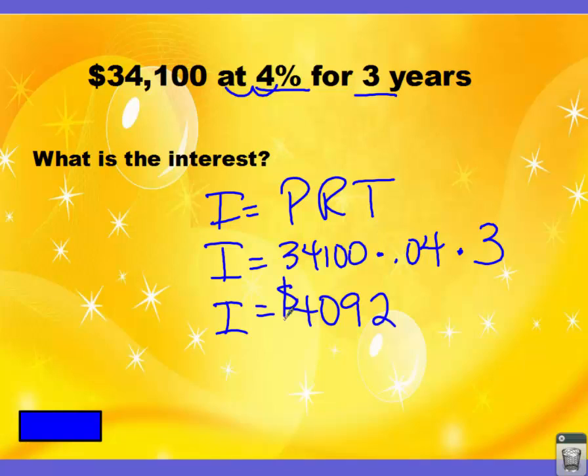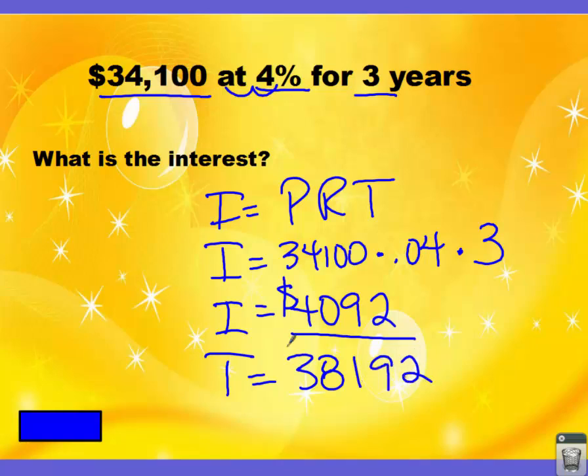Now again, if I wanted to know the total amount that I'm going to pay back, we're going to take our principal, $34,100, and we will add our interest to that. In this case, we would end up with a total amount that we would pay back of $38,192. And that would be our total. Okay, now that's how we find interest.